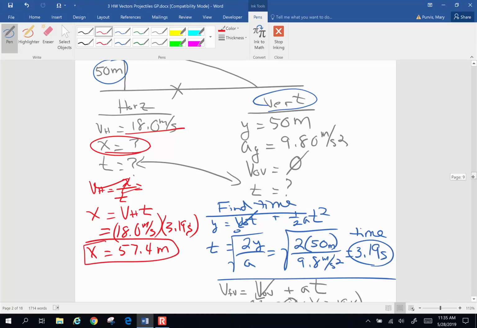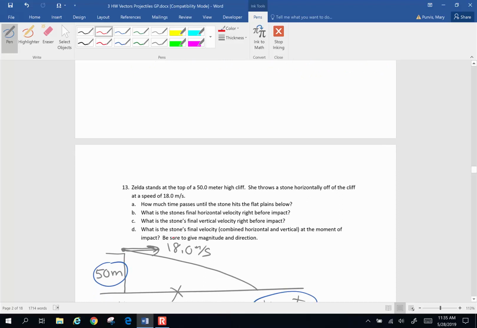And then last but not least, they ask this question, which is a cool question. What's the stone's final velocity, combined horizontal and vertical motion, at the moment of impact? Now, here's what I'm asking. As if you were standing there with a little radar gun at the moment this thing went beep and hit the ground. We want to know the velocity it's coming down at, and we want to know the angle of impact. That final velocity right at that moment is going to be a vector made from the horizontal velocity vector and the final vertical velocity vector.